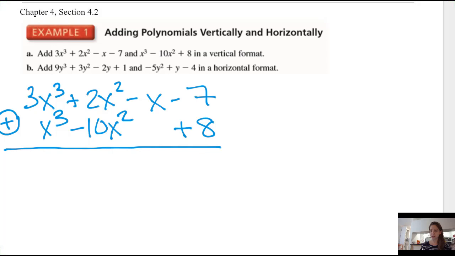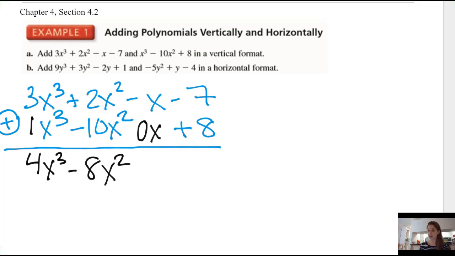3x cubed plus 1x cubed is 4x cubed. 2x squared plus a negative 10x squared is negative 8x squared. If you need something here, you can think the bottom polynomial has 0 x's, so negative x plus 0 x's is negative 1x or negative x. Negative 7 plus 8 is positive 1. That is vertical format.